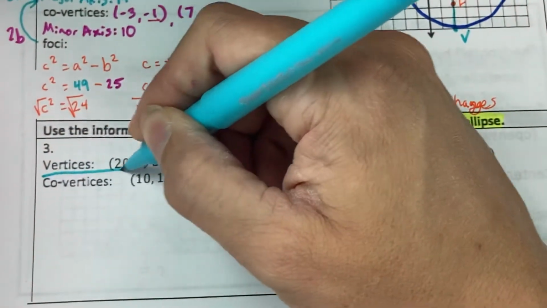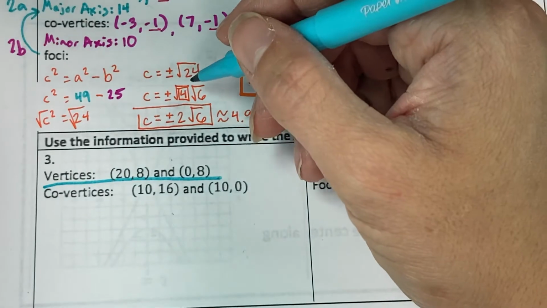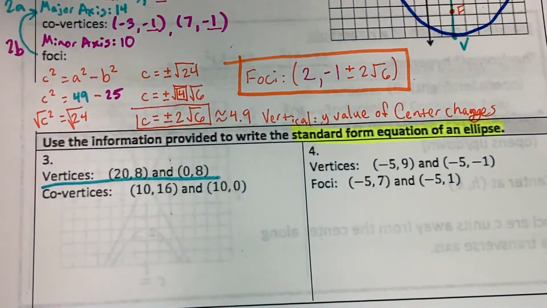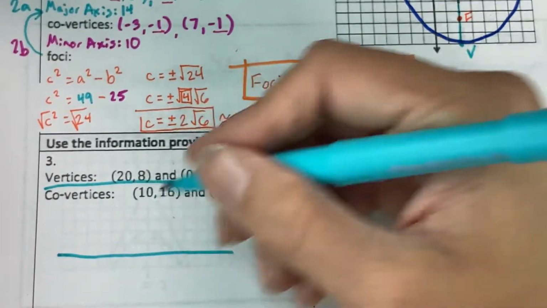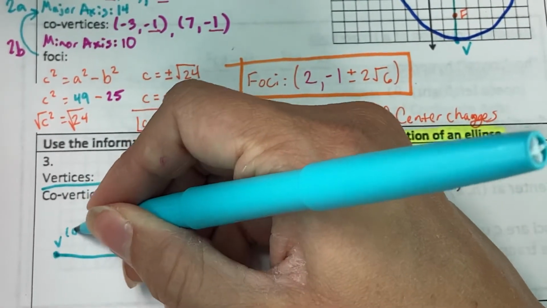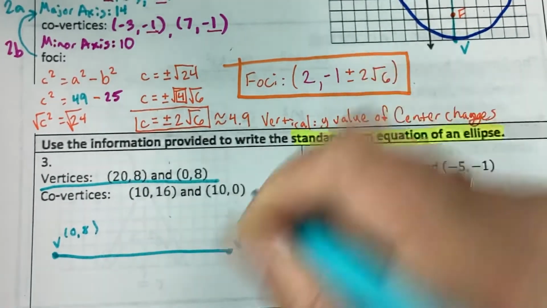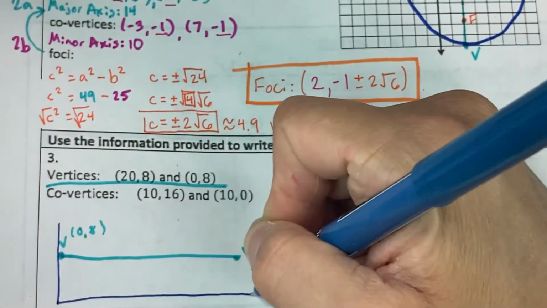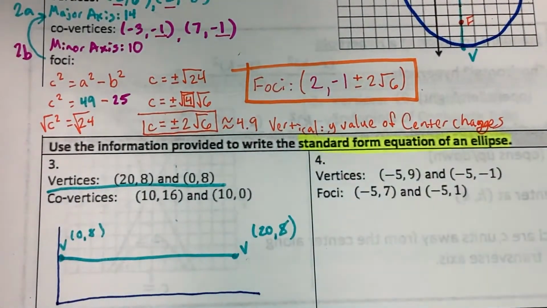On this one, we know that the vertices are at (28, 8) and (0, 8). So are those stacked vertically or horizontally? The answer is horizontally. I'm going to go ahead and just do a really rough sketch of this. I'm going to say that this is one vertex at (0, 8), and this is another vertex at (28, 8). So again, just a rough sketch so I can visualize this.